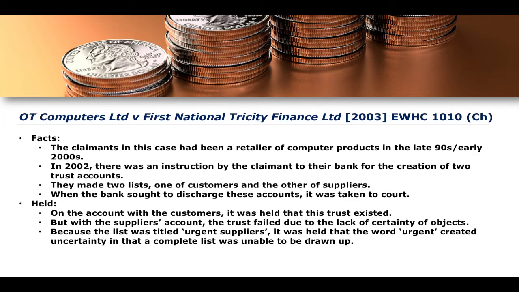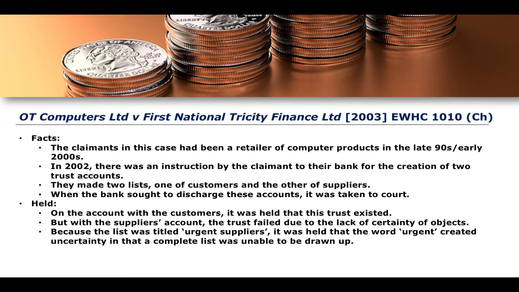Because I could have a list of suppliers, and if it was just a list of suppliers, full stop, every single person who has been a supplier for my company for the duration of my trading, this would be a conceptually certain, identifiable list of beneficiaries, and therefore constitute certainty of objects.